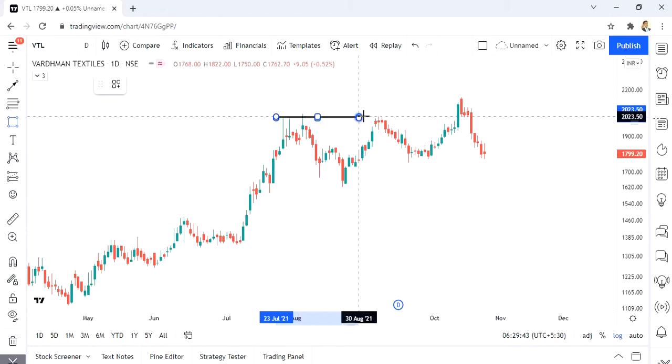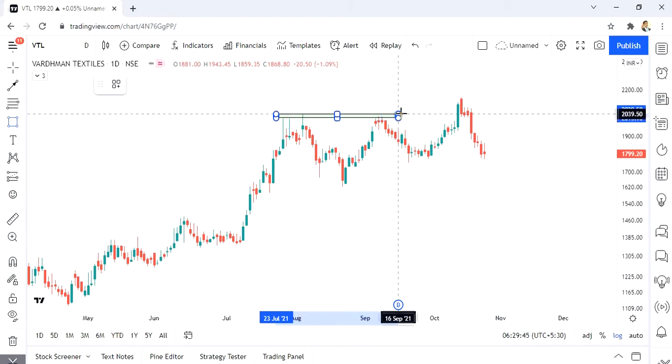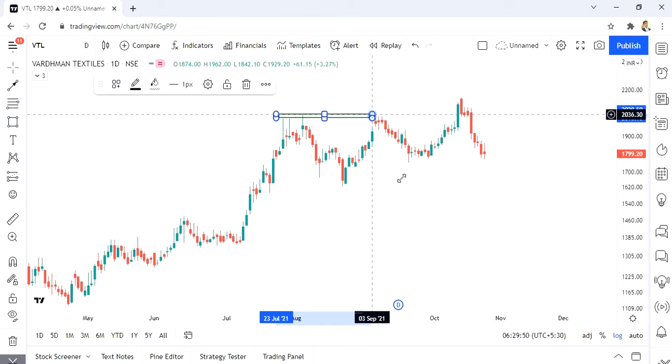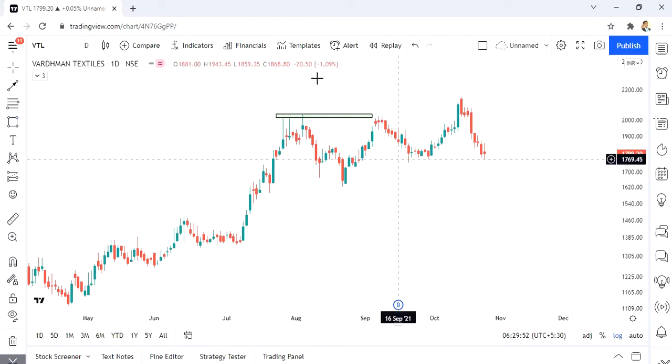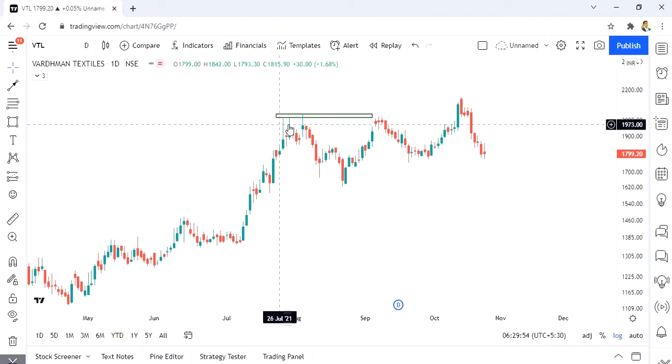So what makes the move here? It makes this level the resistance level. Now you see here, there is no single line. You don't have one line that I have drawn here. I have made a zone kind of a thing here.